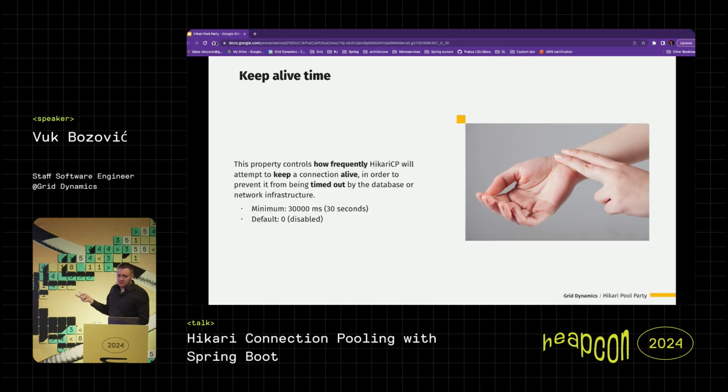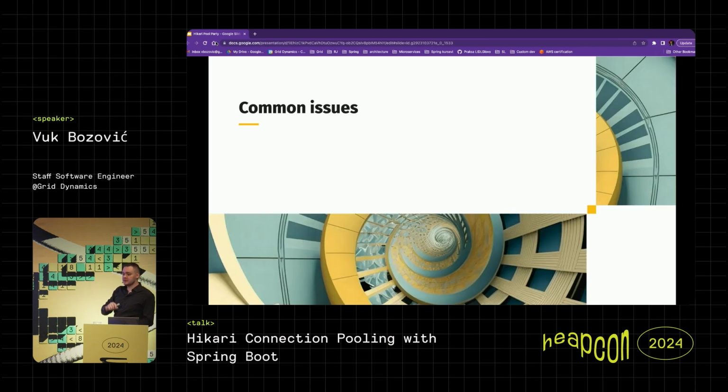The last parameter, which is nothing special, is the keep alive. Practically what it does is it reserves a connection from the pool, pings it, executes a query, or calls the JDBC4 isValid API, thus informing the database server on the other side the connection is alive, don't do anything with it. Now, we move on to some common issues.